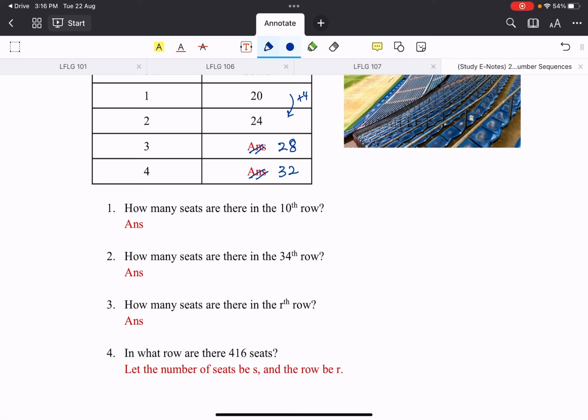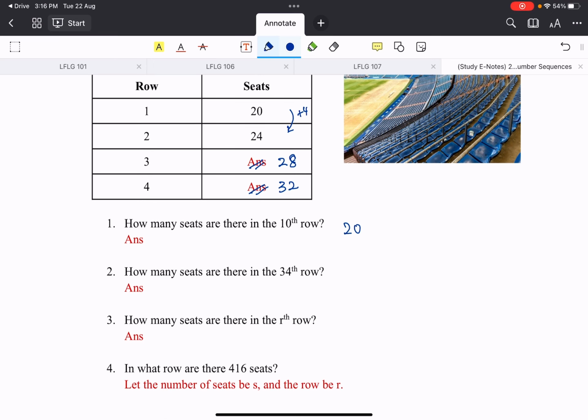Of course we'll go into detail, but for now this is how it works. First row, there's 20. I will keep adding 4. So for the 10th row, I add 4 a total of 9 times. So it's going to be 4 times 9 here, which results in 56 seats. We will see a proper generalization later. For the second one, if it's the 34th row, again I start from 20, and then I add 4, how many times? 32 times? Sorry, 33 times. So it will be 4 times 33.